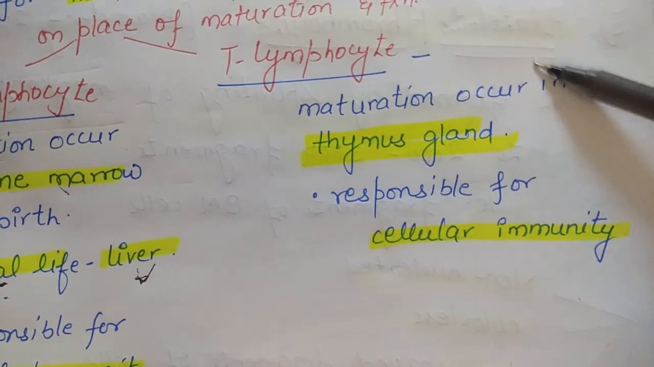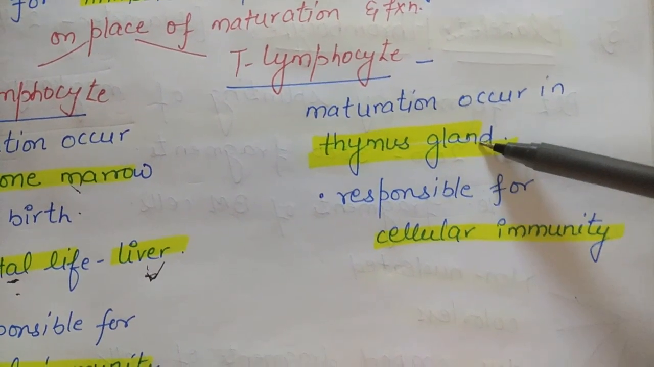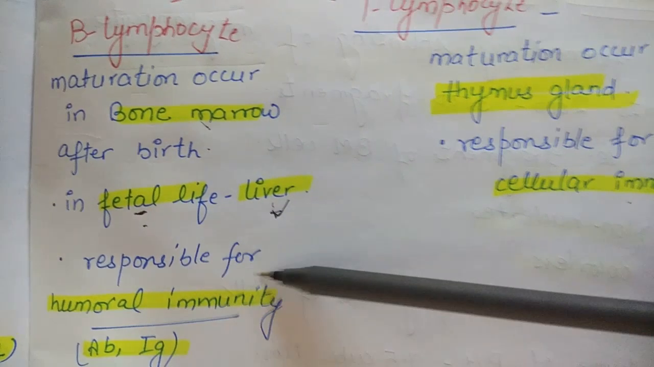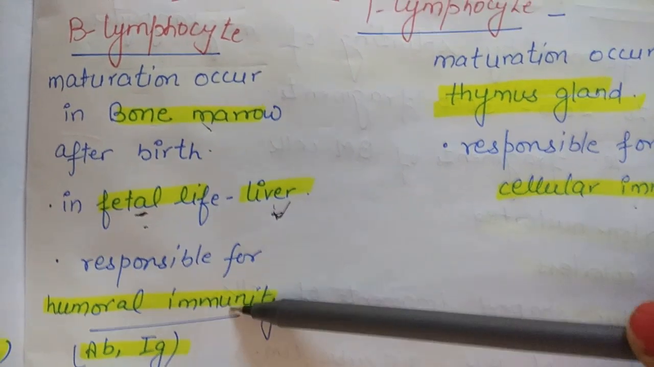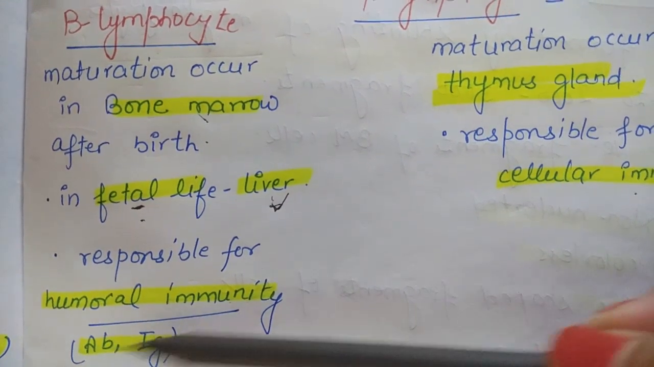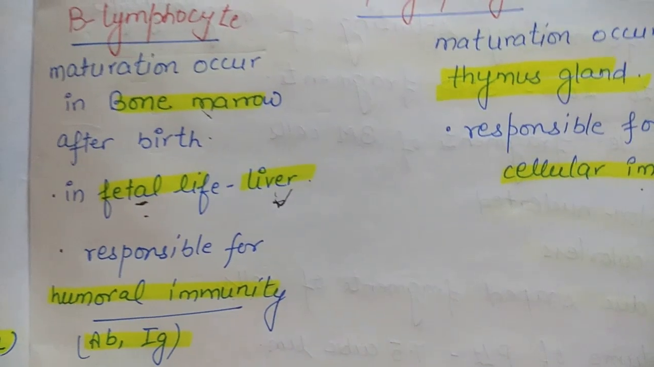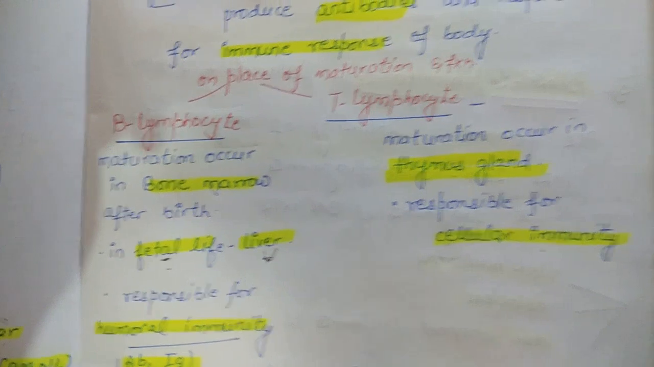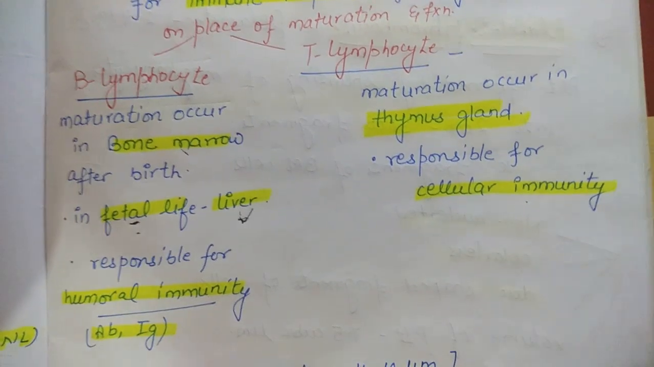T lymphocyte maturation occurs in the thymus gland, and these are responsible for cellular immunity. B lymphocytes are responsible for humoral immunity. Humoral immunity means they are secreting antibodies and immunoglobulins. So regarding lymphocytes, we will be continuing the discussion in one other class.